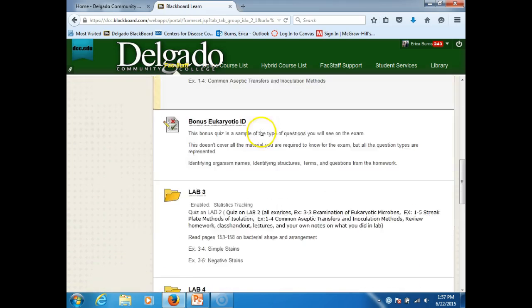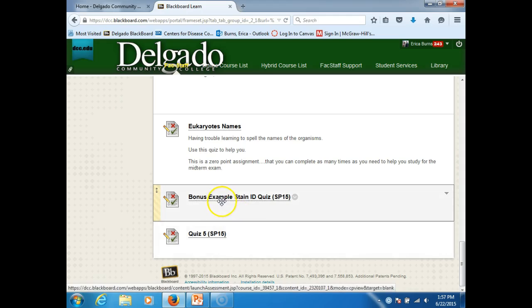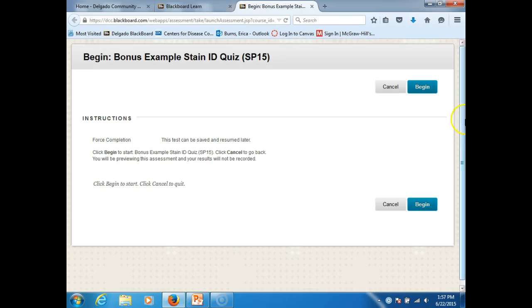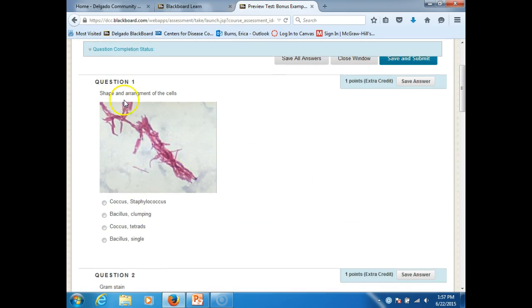So after you've studied, and before the test, you definitely want to do these. So the bonus, and the quiz file is just like the bonus, just longer. So notice it says here, looking at this picture, what's the shape and arrangement of these cells? So individual cells, you can kind of see right here, so they would be rod shaped, which we call bacillus. Do you see any characteristic arrangement? So for the bacillus, they're not single, not all by themselves, they're clumping together.